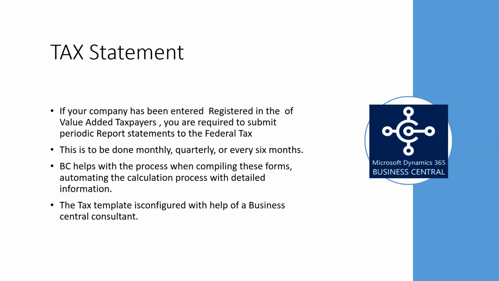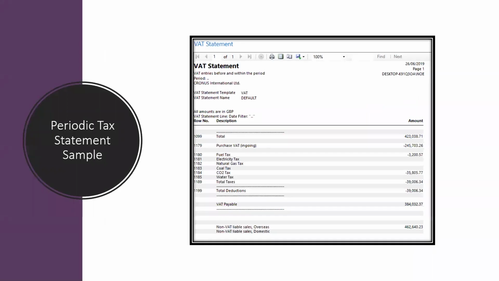So we might not have the layout, but we understand the requirement of defining your sales tax minus your purchase tax and defining the operation. So we just generate this report, so we compile them. We automate the calculation process with detailed information, so you can see the detail. So it's not a problem for us. Then the tax template is configured within Business Central with the help of a consultant, so you can just work with that directly, all right?